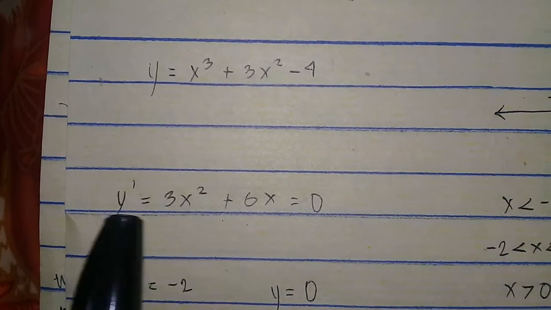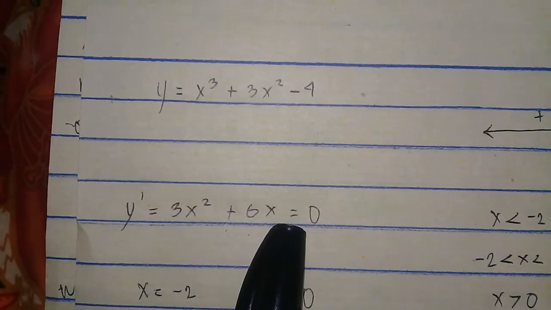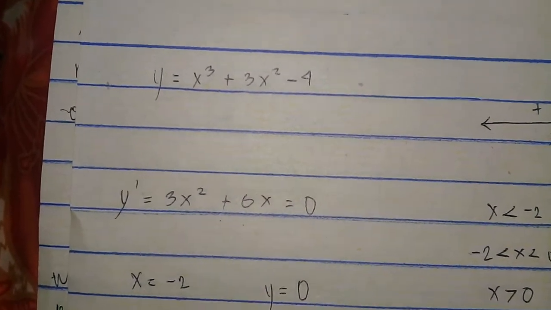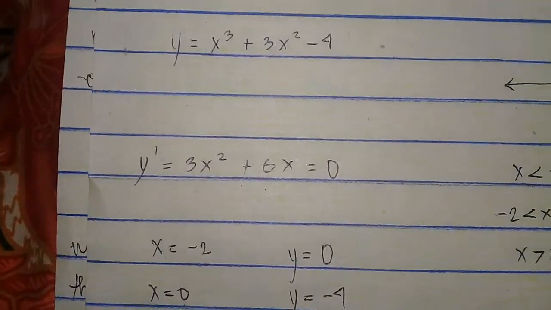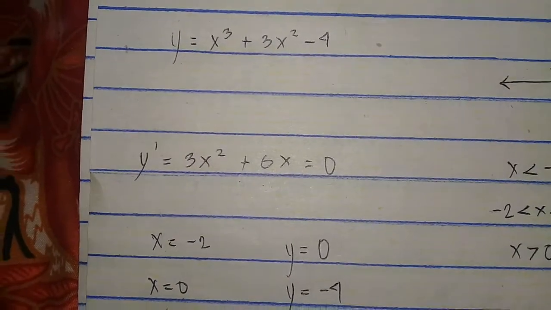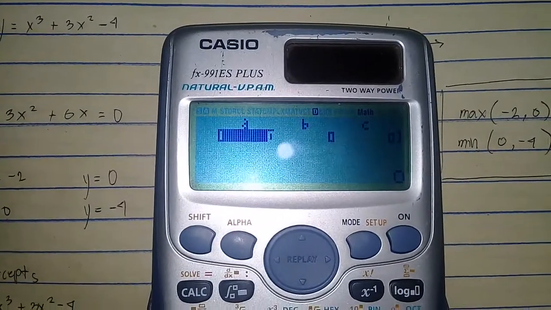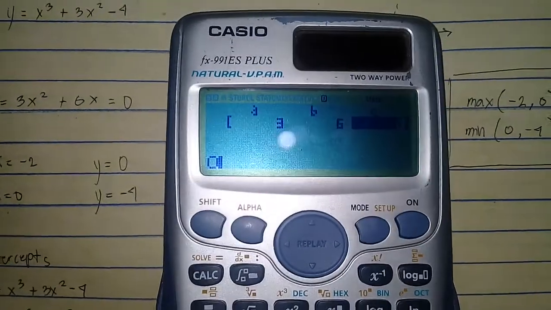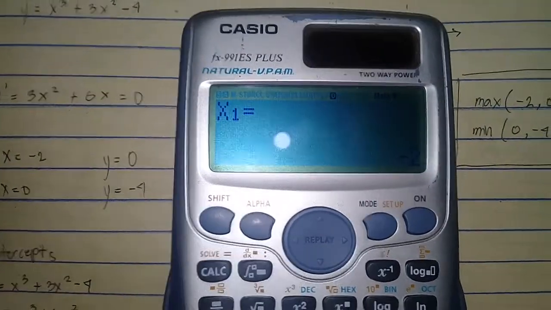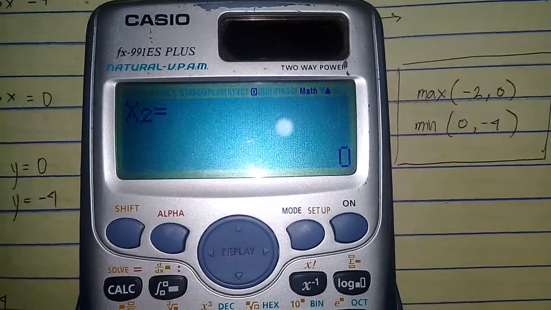After getting the derivative, we're going to need to equate it to 0. After equating it to 0, we're going to be able to get the x points. By using a calculator, we're going to input the coefficients, which are 3, 6, and 0. Then we'll be able to get the first x, which is negative 2, and the second x, which is 0.